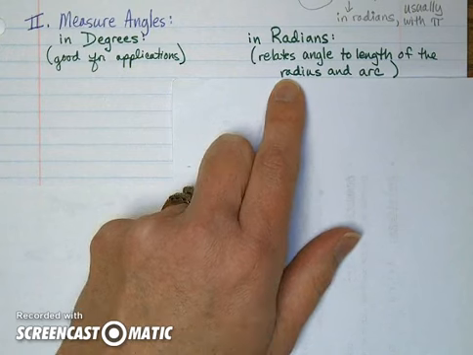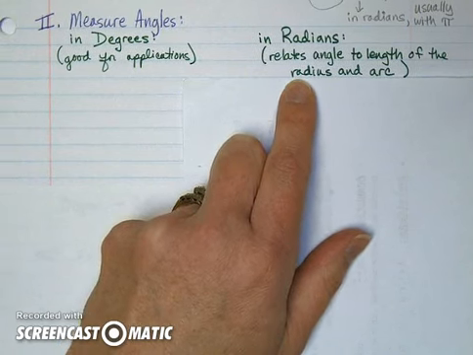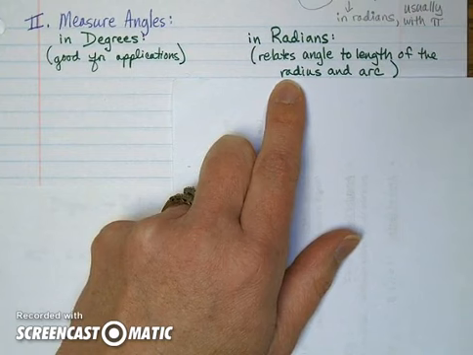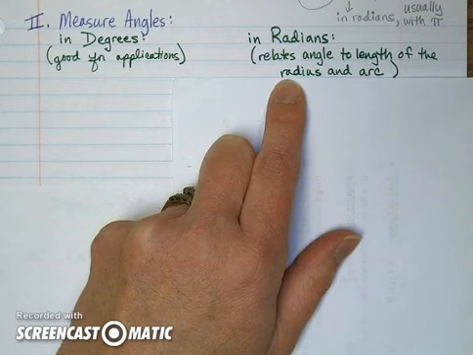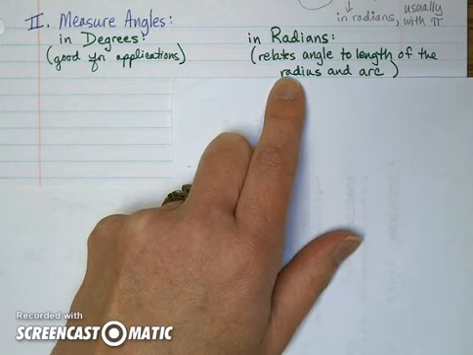Radians relate the central angle of the circle that you're dealing with, remember, that initial side to the terminal side, relating that to the length of the radius and then the arc that it makes there on the circle. That's how you get a radian value.